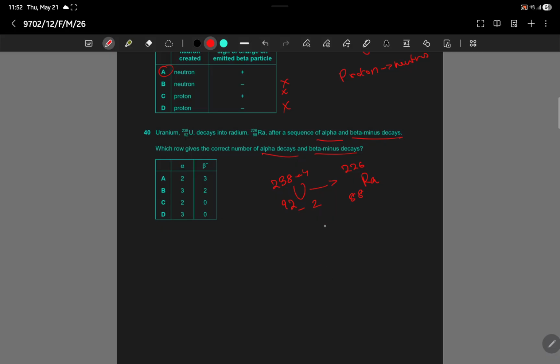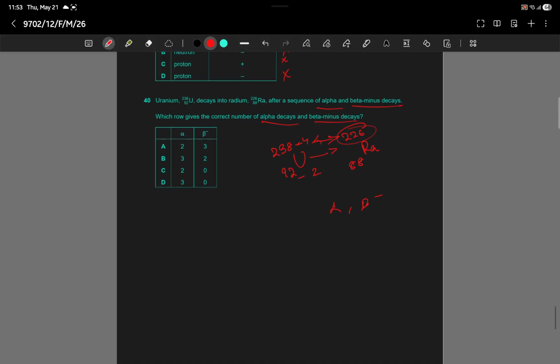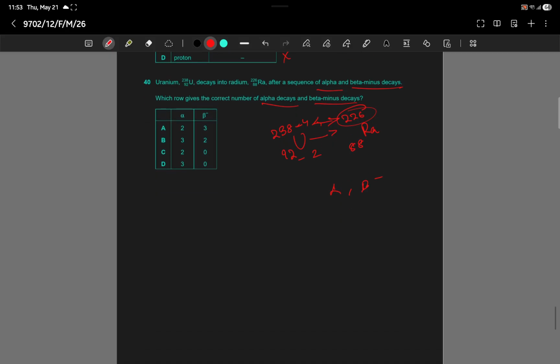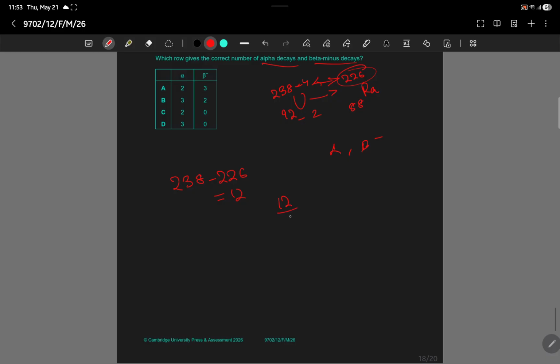So in each alpha decay, your 238 changes. So the only way that the nucleon number changes is through alpha decay. So one thing's for sure, that first is alpha decay, right? So first it's alpha decay, then beta minus. Okay, we subtract this, the nucleon numbers equals 12, and if we divide 12 by 4, we get 3. So there are 3 alpha decays.